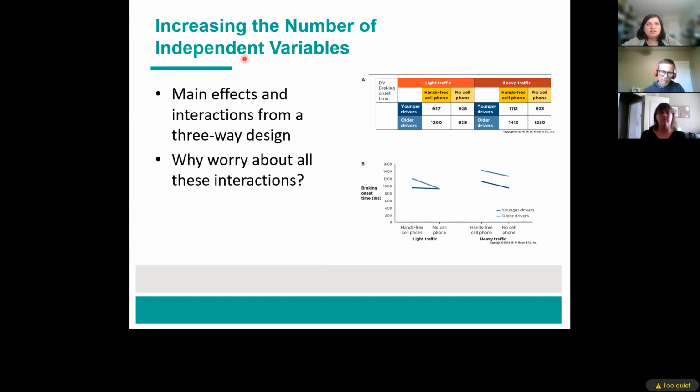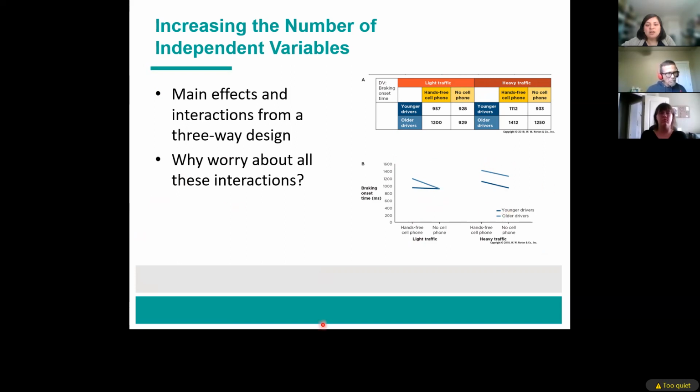All right, so what about the main effects and interactions that you can get from a 3-way design? So that would be when you have a 2 by 2 by 2 design. The first independent variable would be light versus heavy traffic. The second independent variable would be the cell phone, either no cell phone or hands-free cell phone. And the third independent variable would be younger versus older drivers. So this is a 2 by 2 by 2. Oof, that's a lot. So in order to graph the 3-way design, you would do the same thing by having 2 graphs side by side, one in light traffic and one in heavy traffic.